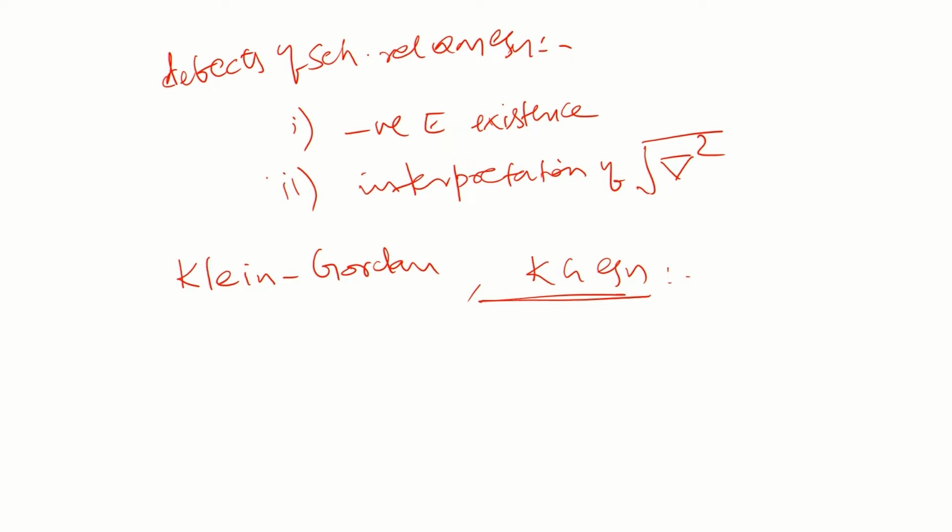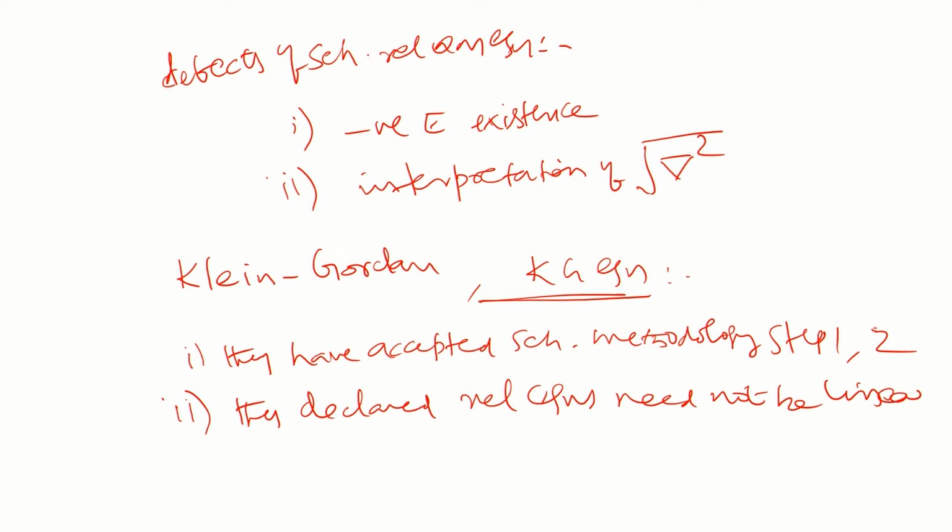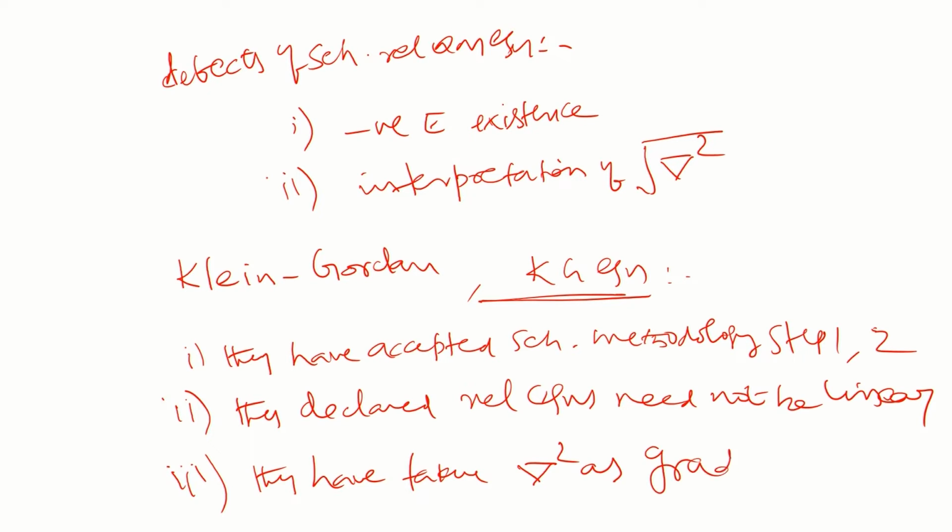And this is the current topic. To proceed with the KG equation, first, they have accepted Schrodinger's methodology, step 1 and step 2. Both steps they have accepted. They declared that relativistic equations need not be linear. And the third one, they have taken this notation as gradient function. So with these assumptions, they are able to derive a totally new equation.